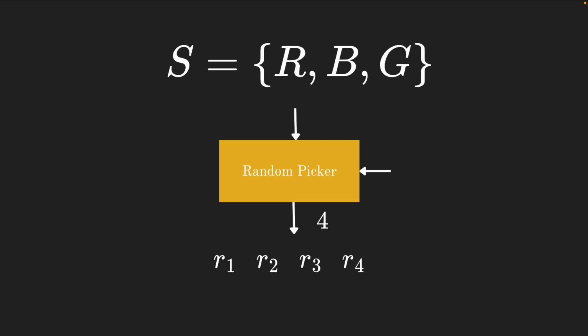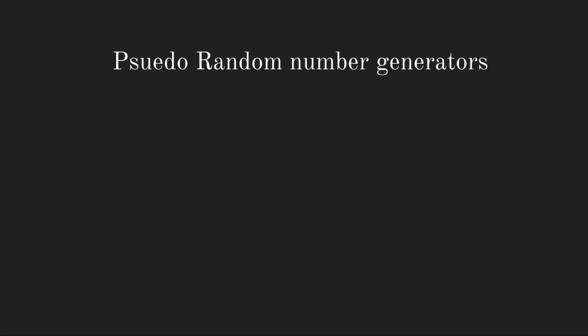So say, for example, you activate the machine, and the string it outputs is R, G, B, and R. Looks pretty random, right? But if we run it again, and it's the same, R, G, B, and R, this is not really random. So how do computers generate random numbers? Well, computers actually use something called pseudo-random number generators. And one example of this is called seed randomness.